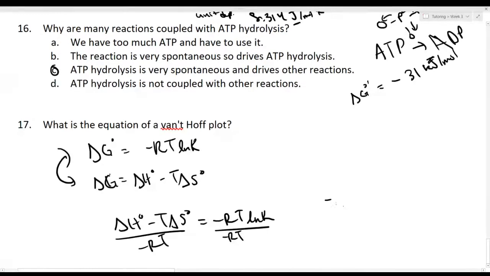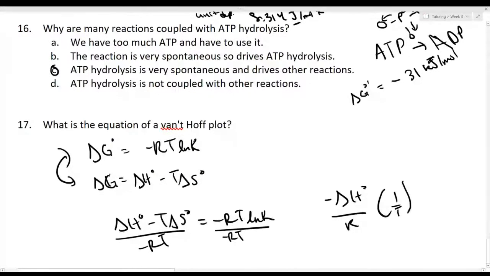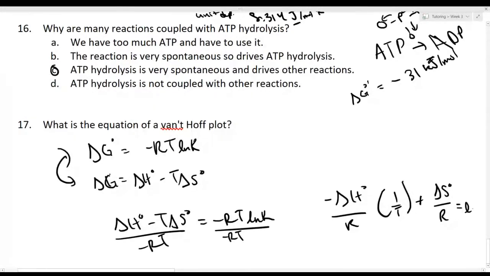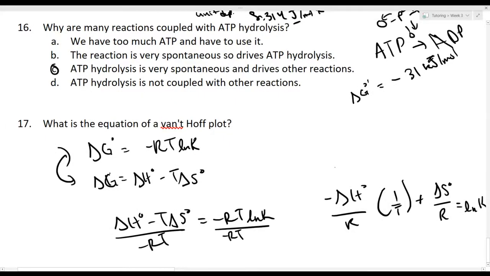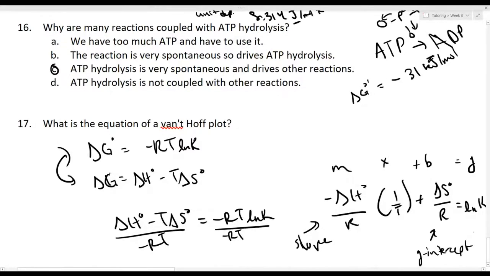And so what we're going to end up getting is negative delta H over R times 1 over T plus delta S over R equals the natural log of K. We get this, y equals mx plus b graph, with this as our slope. This is x, your 1 over T is your x, and this is your y-intercept. Yeah, so that's just something, again, just getting used to using these equations, understanding the delta G stuff.